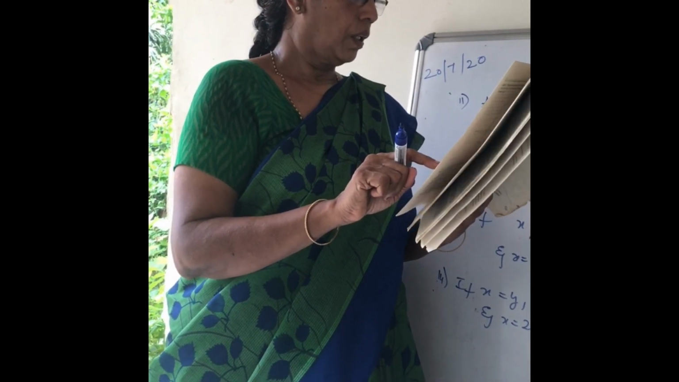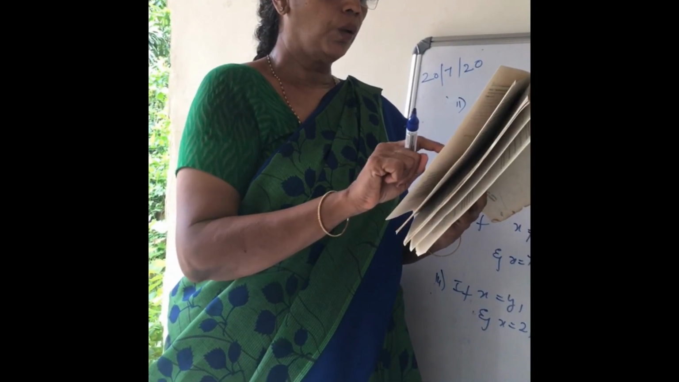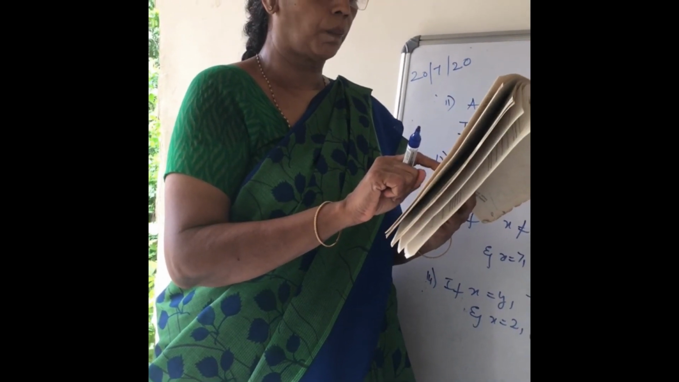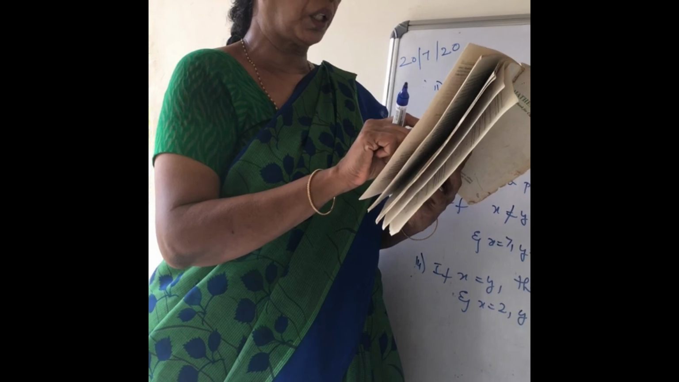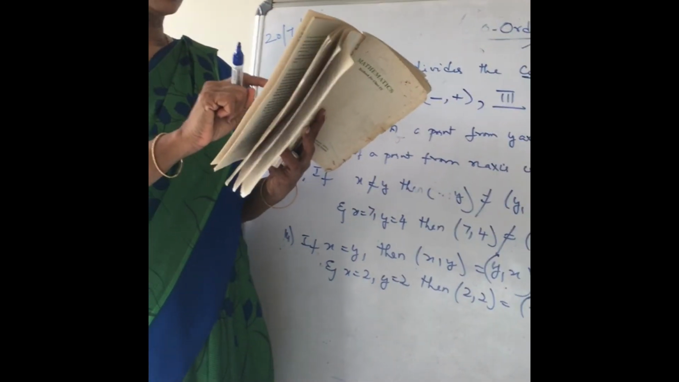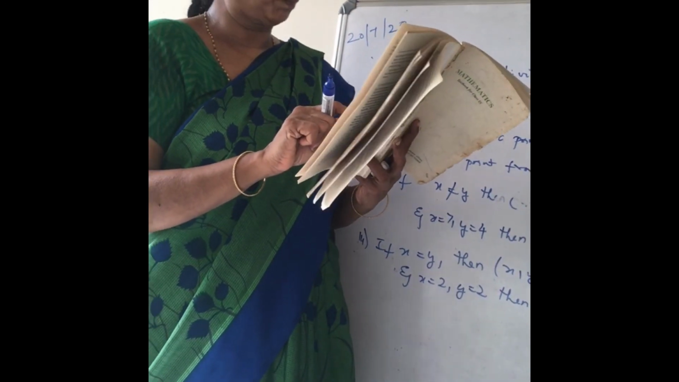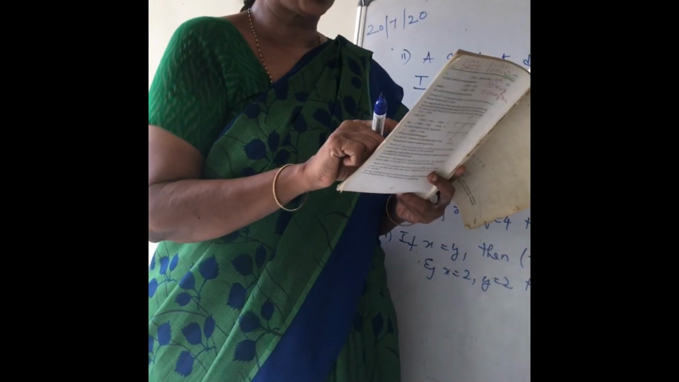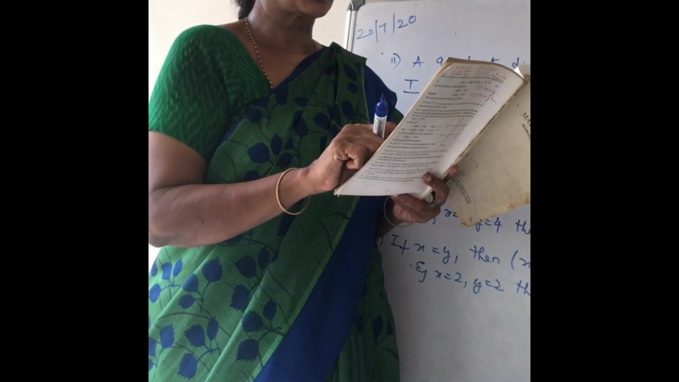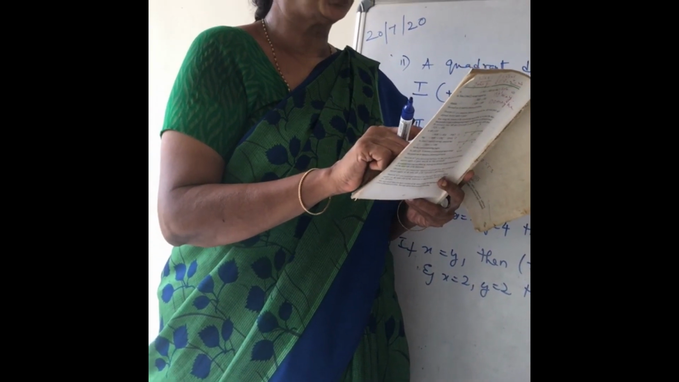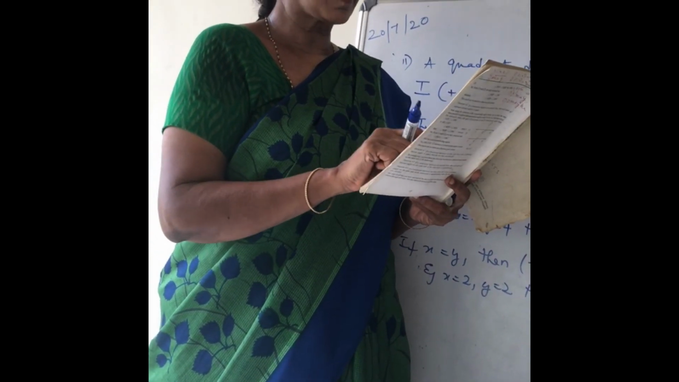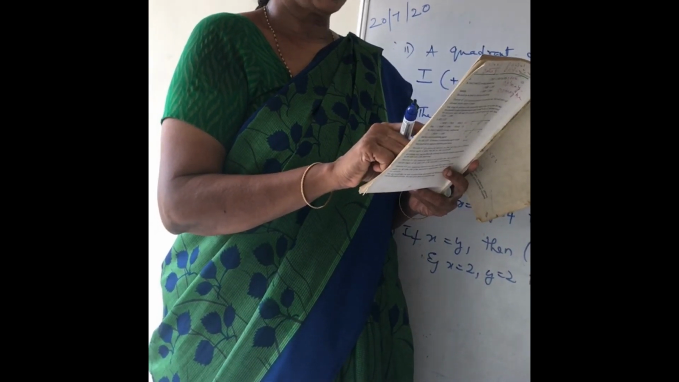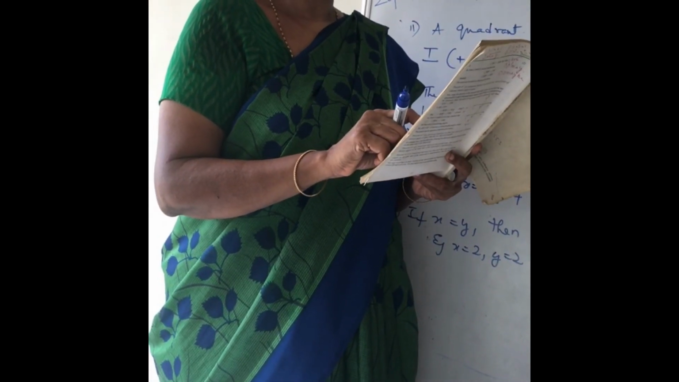Next, can you identify whose coordinates are -3 and -5? Which point is touching -3 and -5? The point E. And 2, -4. Which point is touching x-axis at 2 and y-axis at -4? Could you guess? It is the point G.